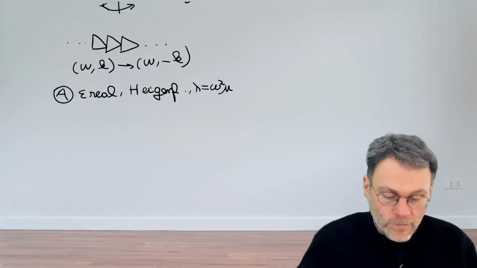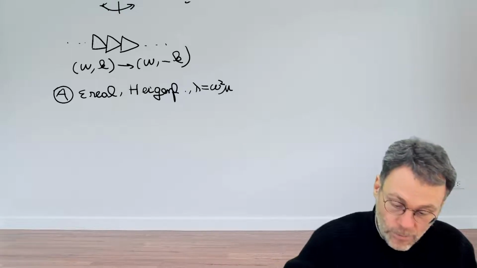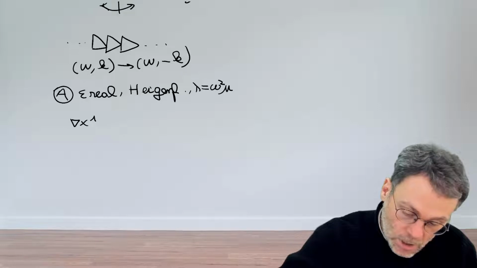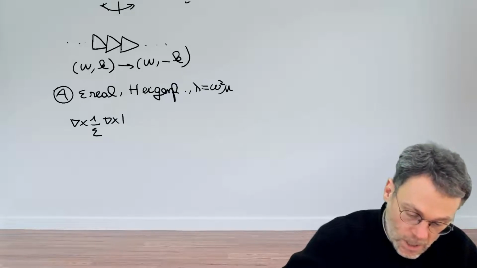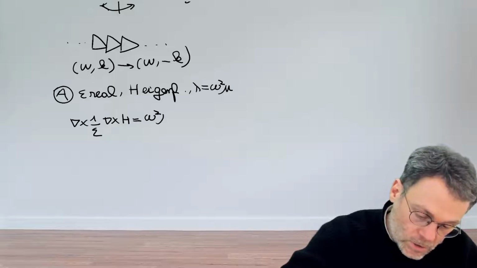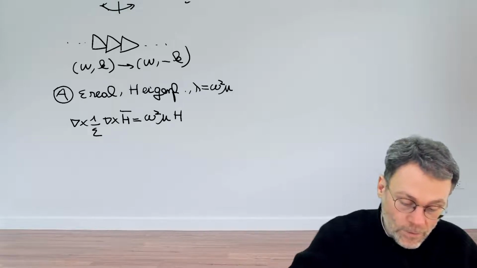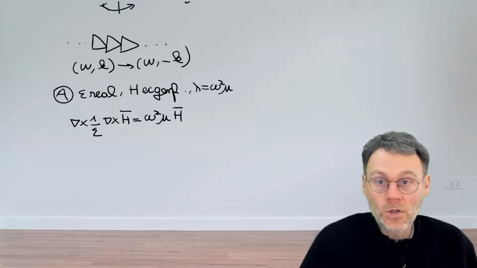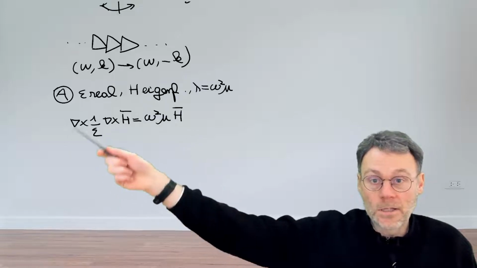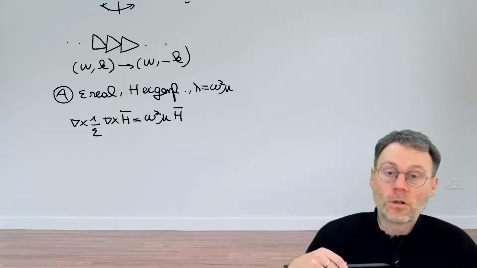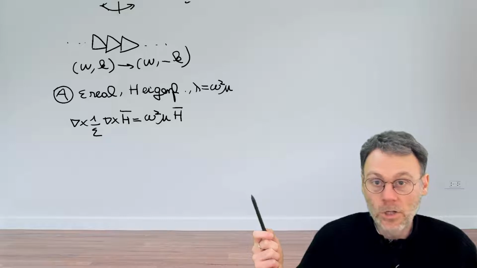So we start from the observation that H is an eigenfunction of our Maxwell operator. The Maxwell operator, remember, is curl 1 over epsilon curl. So we have curl 1 over epsilon curl H is equal to omega squared mu of H. And now we need to figure out what happens when we replace H by the complex conjugate of H. So obviously the thing to do is take this entire expression, take the complex conjugate of it, and then see which parts we need to change and which parts we don't.